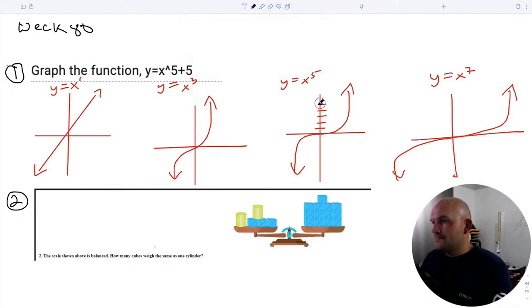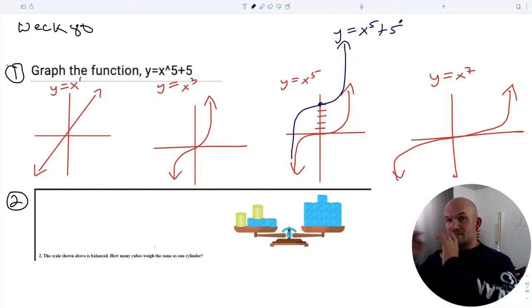Blue. There we go. Let's try to make it a little bit more the same. Something like that. So that would be y equals x to the 5th plus 5, right? So it's going to be the original parent function and then just shifted up 5 units.